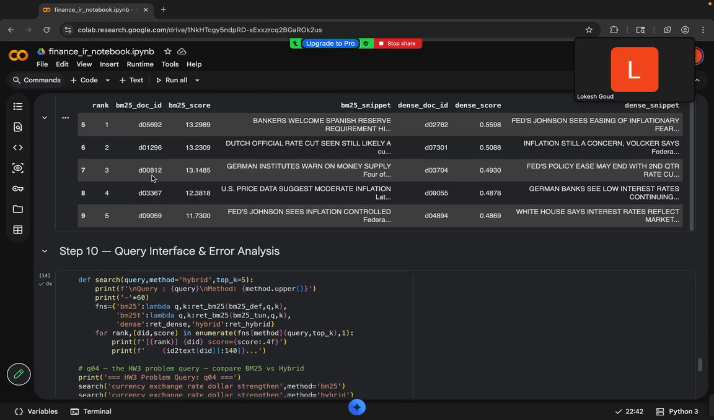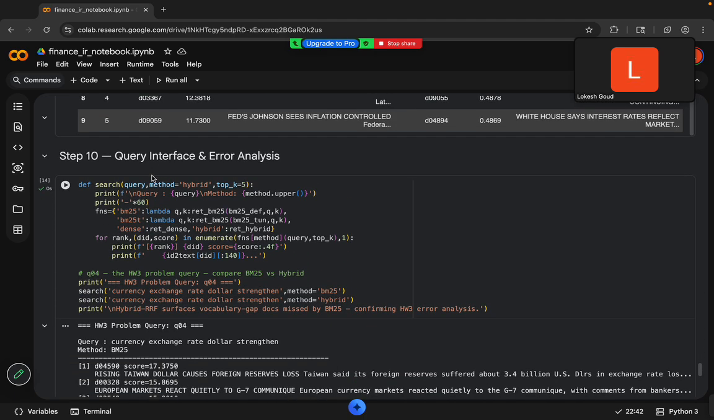The hybrid system combines BM25 keyword precision with dense retrieval semantic reach to find DOC 7776, which BM25 ranked lower because it uses technical defaults on loan rather than credit risk.